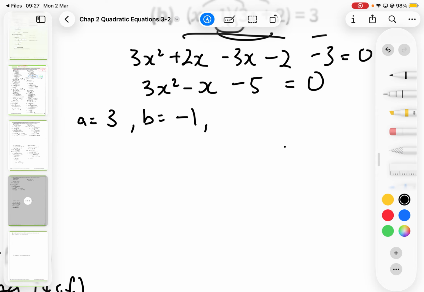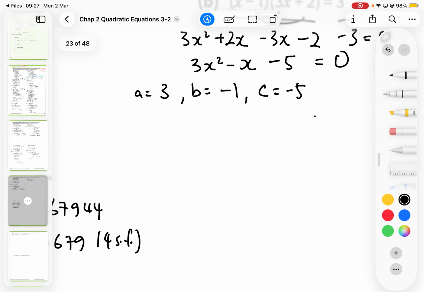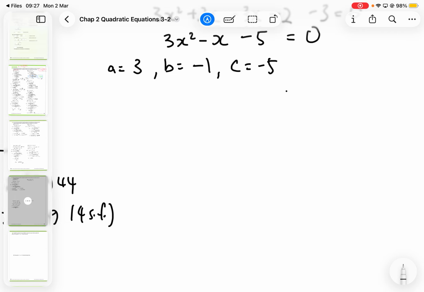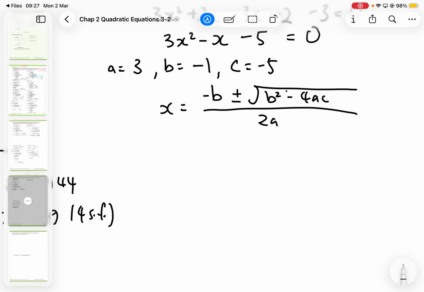Okay, and your C is the number, so C is negative 5. When we identify our A, B, and C, we can apply our quadratic formula. So this one is where you have to really go and practice. Go and write down your quadratic formula. The quadratic formula is x equals to negative b plus minus square root of b squared minus 4ac, over 2a.